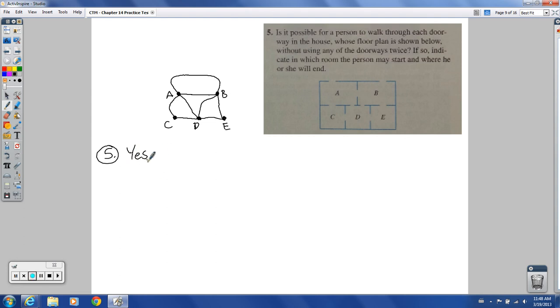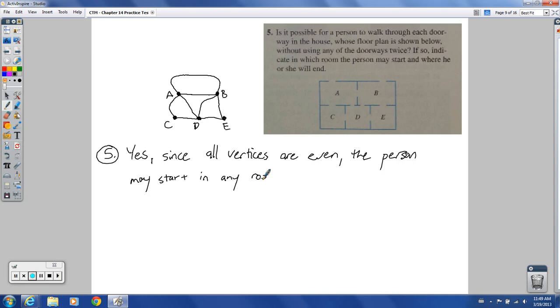If so, indicate which room the person may start. So I would say since all vertices are even, the person may start in any room and will end in that same room. So whatever room they start in, they're going to end in that room.